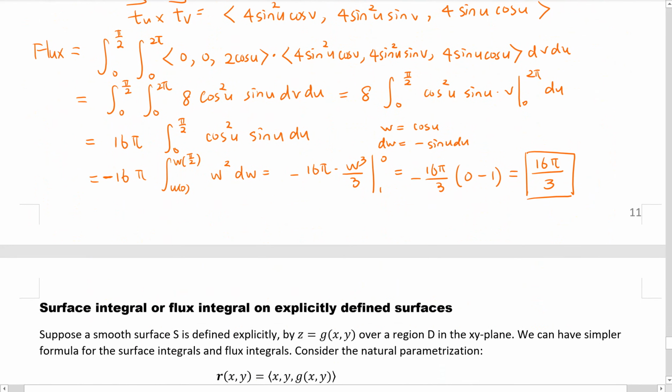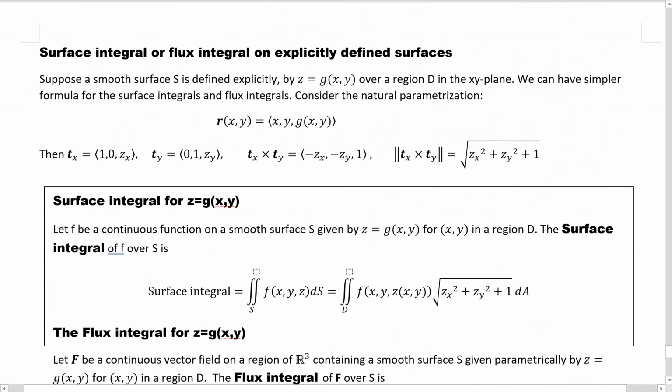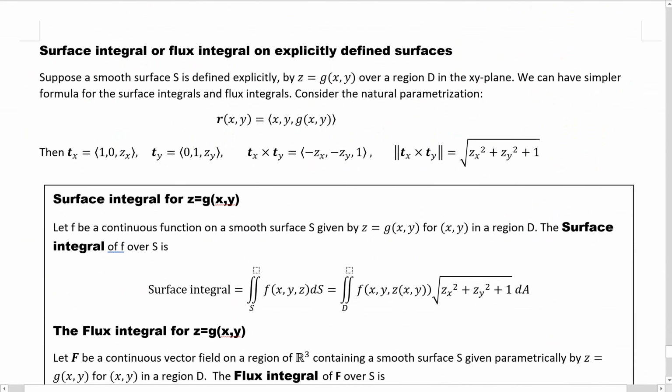Okay, let's continue. Surface integral or flux integral on an explicitly defined surface. This is just a special case. Suppose a smooth surface S is defined explicitly by z equals a function of x and y over a region D in the xy plane. Then we can have a simpler formula for the surface integrals and flux integrals. So now we can consider the natural parameterization: we have x and y, and then z is a function of x and y.